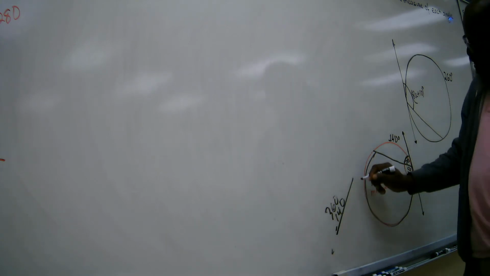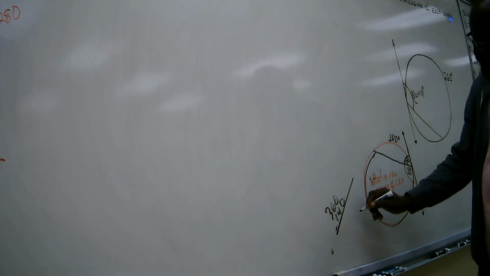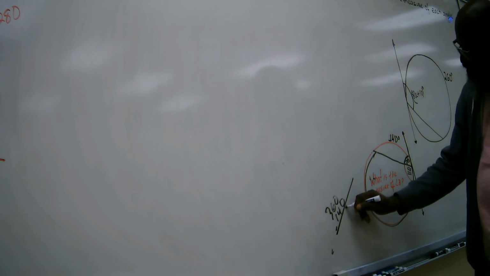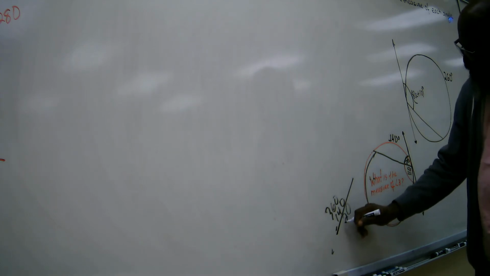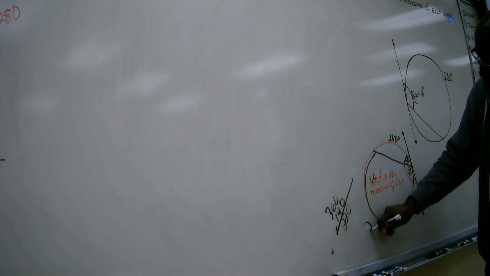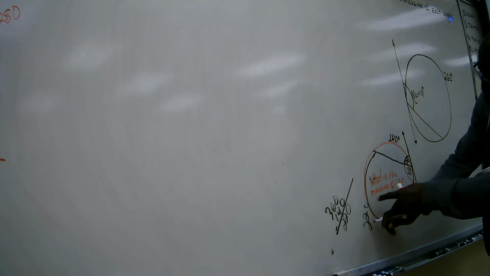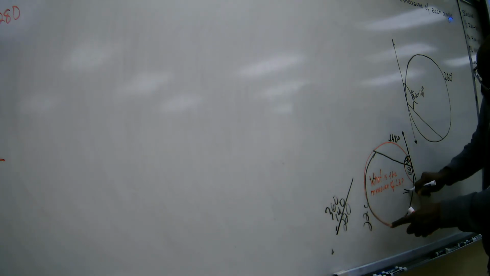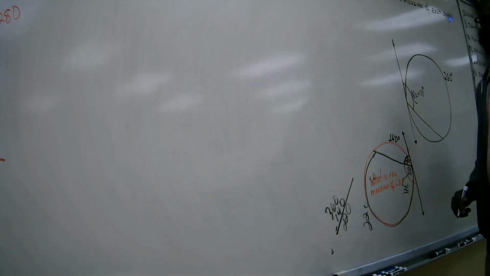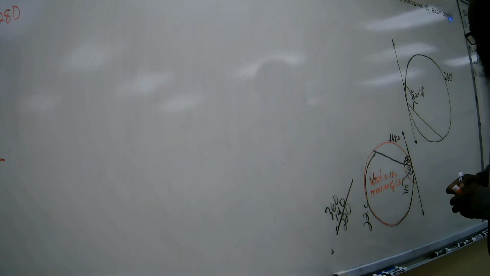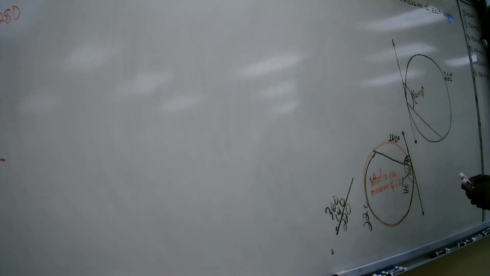If you did not believe that, then you can subtract 140 from 360. You will get 220. This is 220. Now this angle will be half of 220. Half of 220 is 110. Boom! There you go again. This is what you have on today.